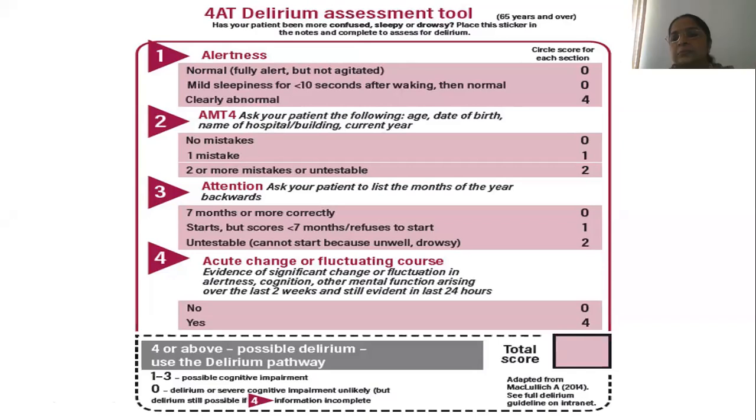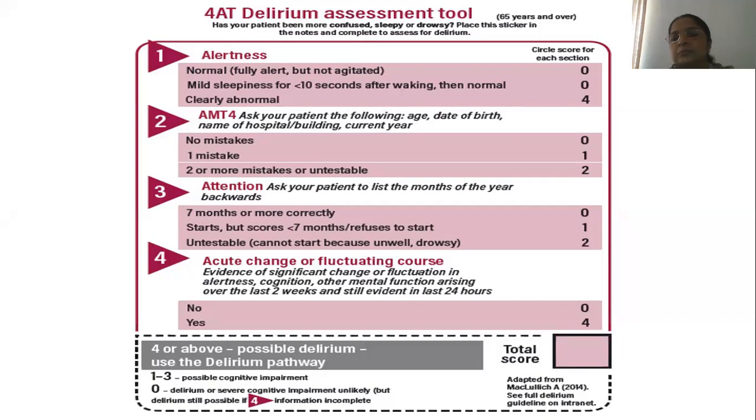Okay, so alertness, and then comes AMT4, the abbreviated mental test 4, in which you ask 4 questions: age, date of birth, name of the hospital building, and the current year, which you normally ask a patient who would come and seek medical care. Okay, no mistake 0, 1 mistake 1, and 2 or more mistakes or untestable 2.